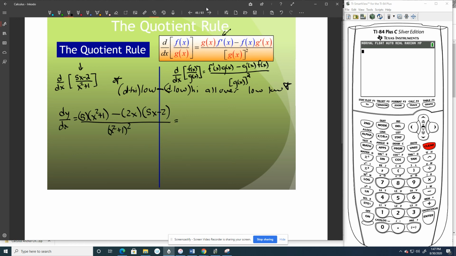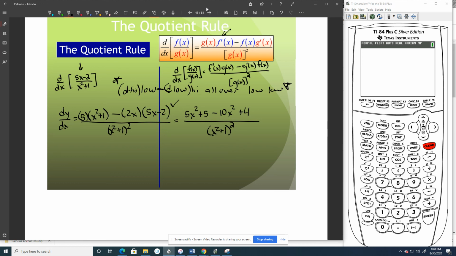So if I simplify this a little bit, I'm going to distribute that 5. So I get 5x squared plus 5. This negative 2x, I'm going to multiply by 10x. So that's going to give me, oh, not a positive, that's going to give me a negative 10x squared. And then the negative 2x I times by negative 2, and I get plus 4. And still, that's all over x squared plus 1 squared. So again, this right here on the free response test, that's a great answer. There's nothing wrong with that at all.